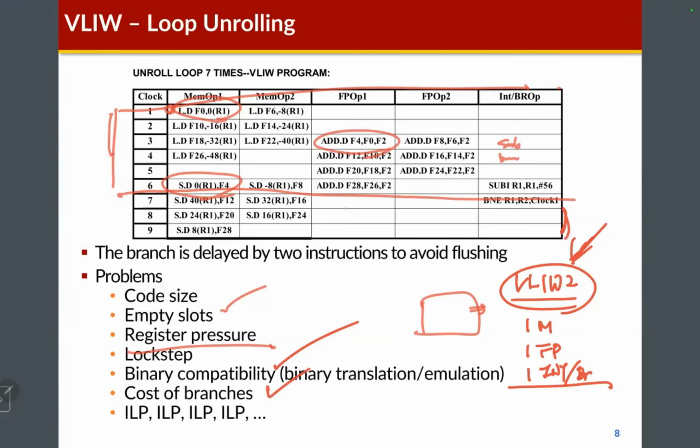After the branch instruction, you can find many empty slots. It's actually the same issue as the Tomasulo algorithm. After the branch instruction, we cannot find more instructions.